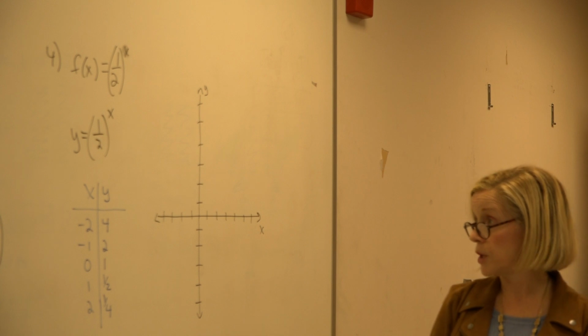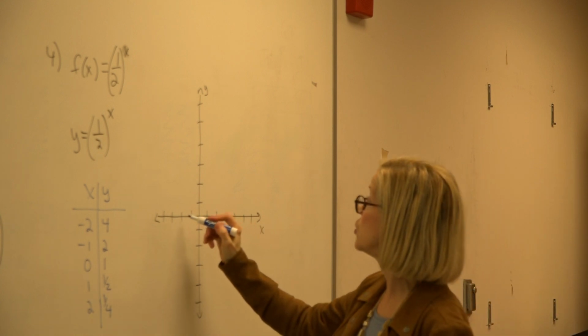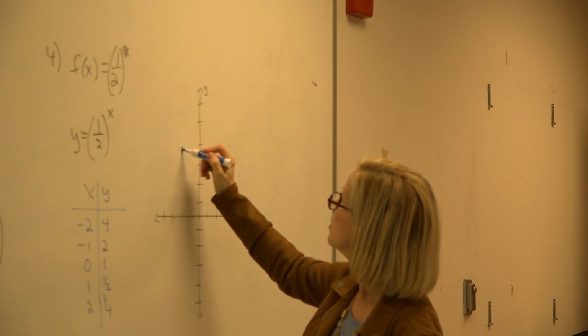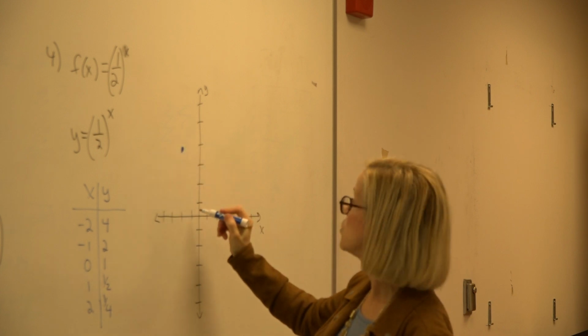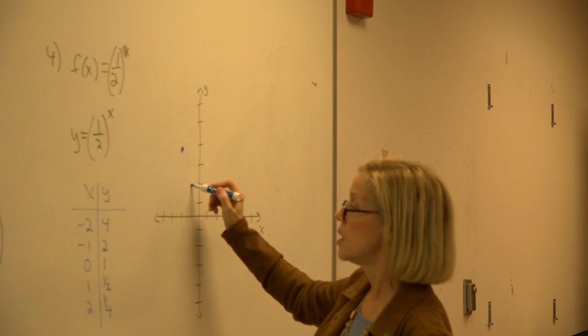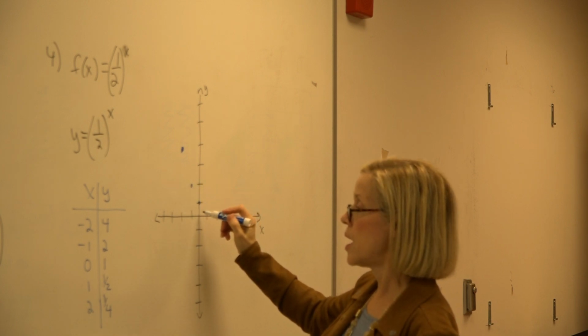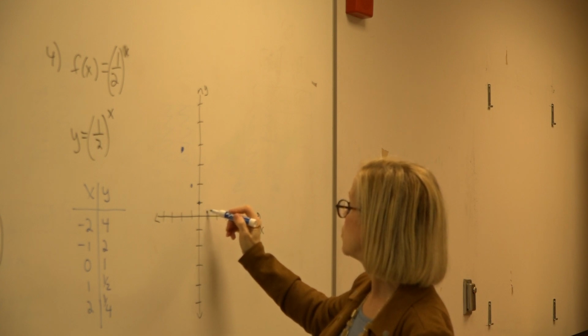Okay, so in blue, I'm going to graph these points. So I'm going to go left 2, up 4. And then left 1, up 2. And 0 left or right, up 1. Right 1, up 1/2. Right 2, up 1/4.